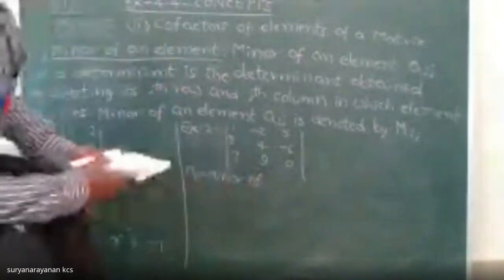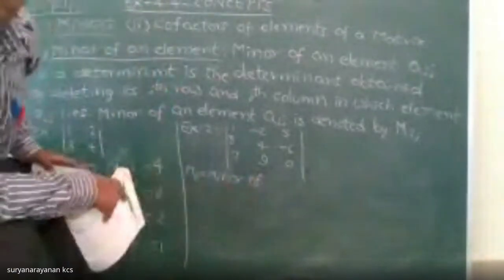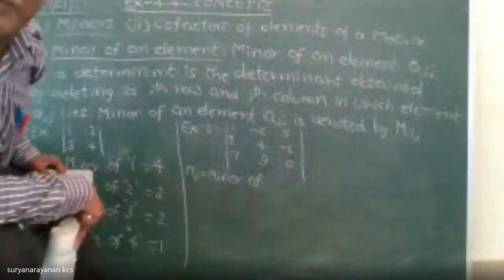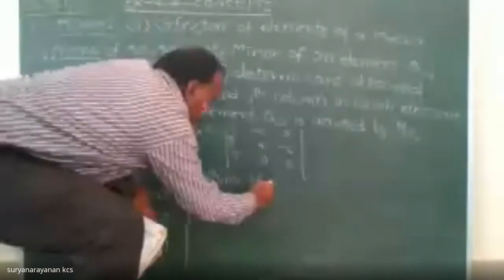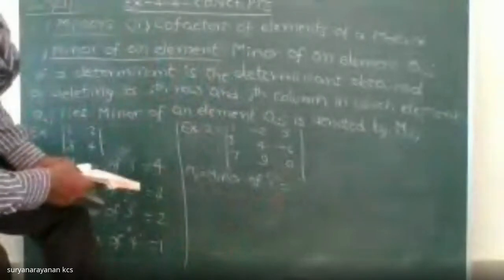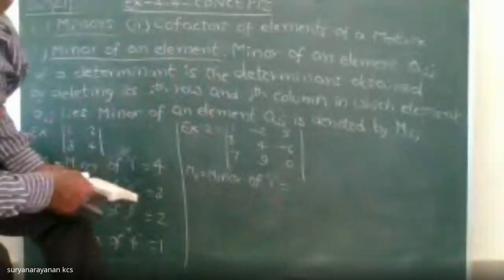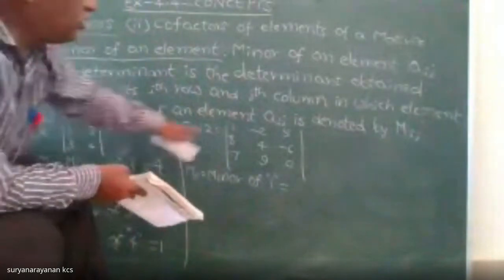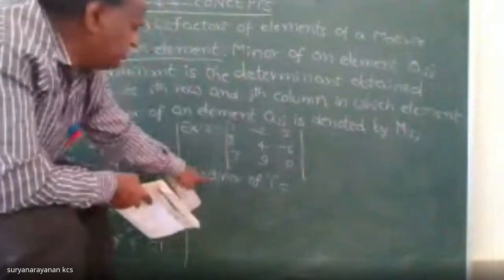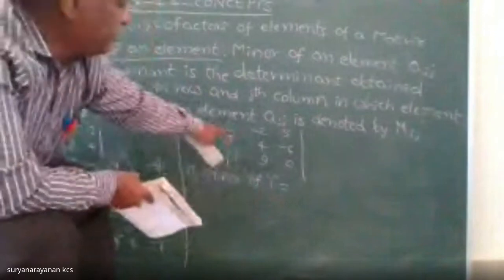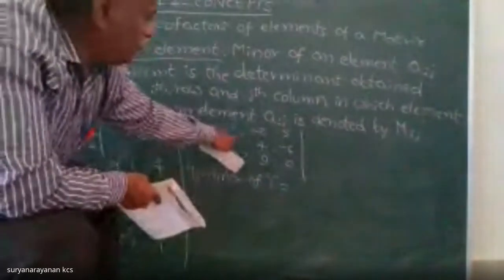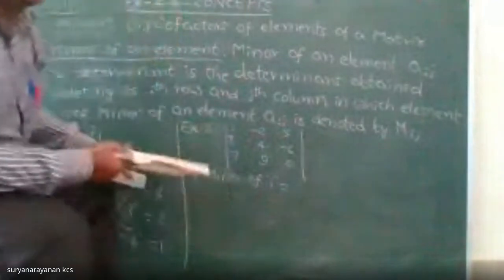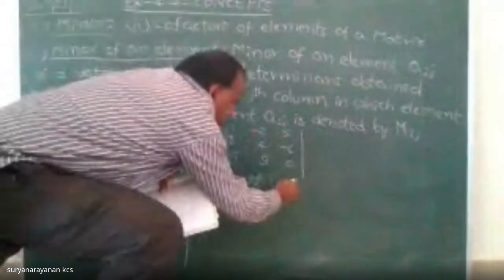What is the element in the first row, first column? One, sir. First, identify the element which lies in the ith row and jth column. After that, close that row and column. Close the first row, because this element lies in the first row and first column. So close this first row and first column and write the determinant.